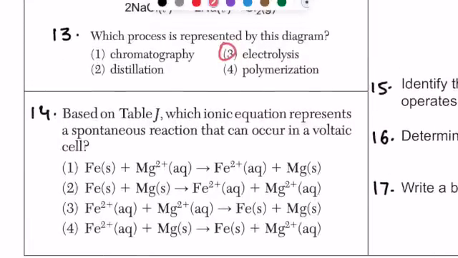Based on Table J, which ionic equation represents a spontaneous reaction that can occur in a voltaic cell? So all you have to do is compare: if iron is losing in this case and magnesium is gaining, is that possible? Can iron lose? Iron can only lose to magnesium if iron is more active. If iron is less active than magnesium, then it's non-spontaneous.